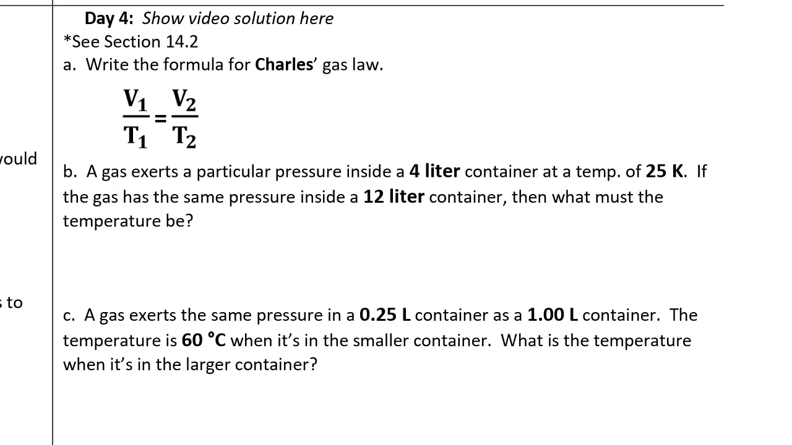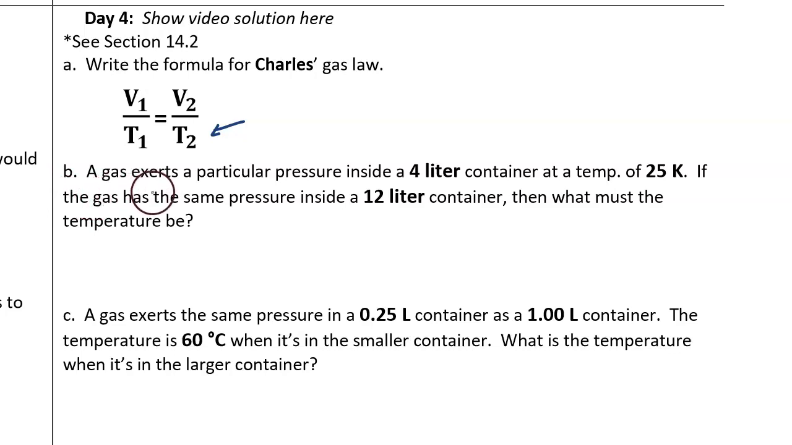Here is the answer for the day 4 bell work. Question A, write the formula for Charles' gas law. It's V1 divided by T1 equals V2 divided by T2. Remember that when you use gas laws that involve temperature, the temperatures must be in Kelvin. If they're in Celsius, you've got to make the conversions.